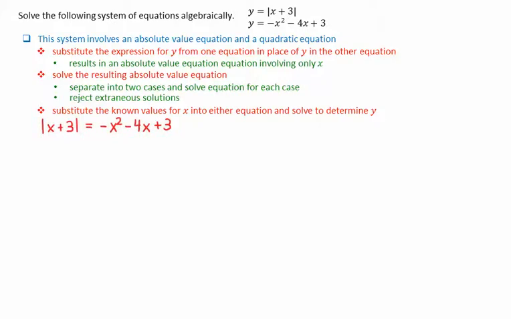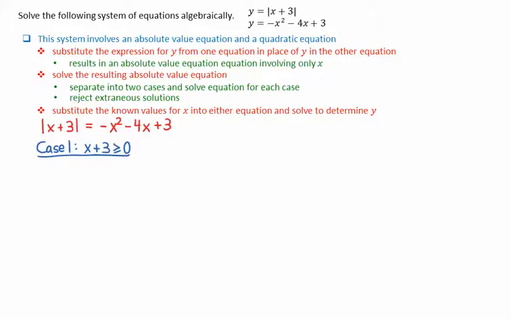From the first equation, y equals the absolute value of x plus 3. From the second, y equals negative x squared minus 4x plus 3. We can then make these expressions for y equal to each other. This results in an absolute value equation involving a quadratic. Here we break it up into two cases.